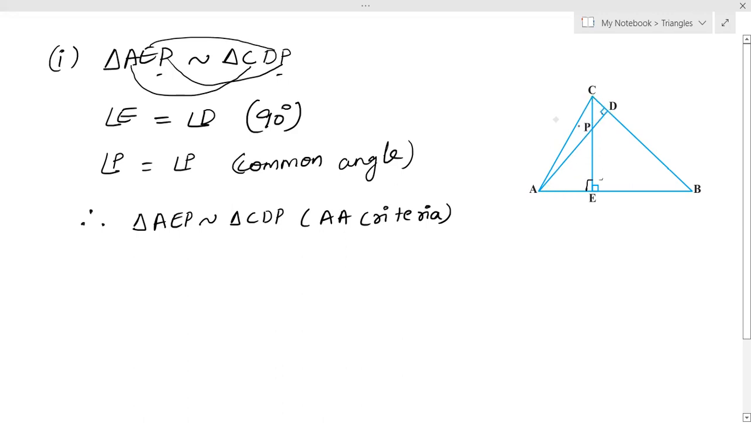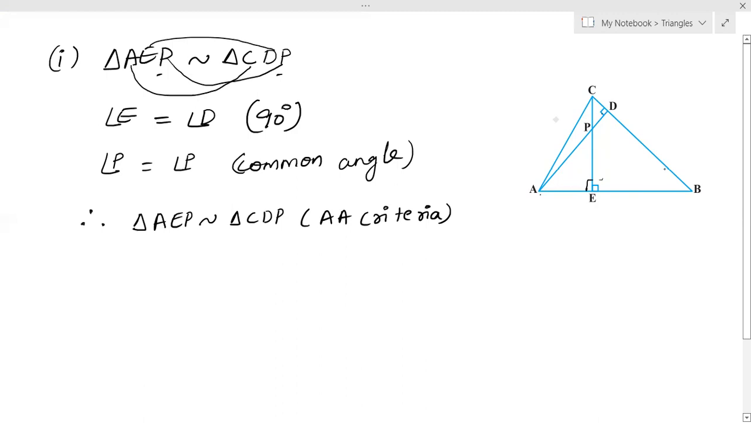Therefore, if two angles are equal, we can say that they are similar using AA criteria. Going to the second sub question. In the second sub question, we have to prove that triangle ABD, the bigger one, and the other one, triangle CBE, are similar.